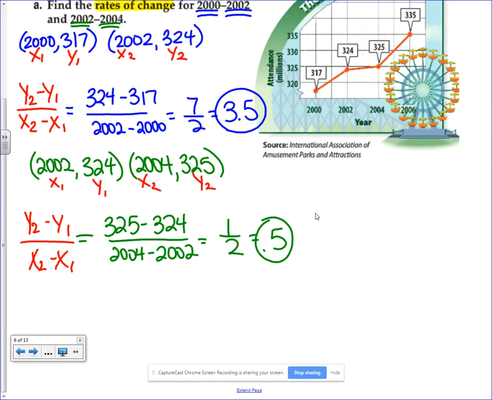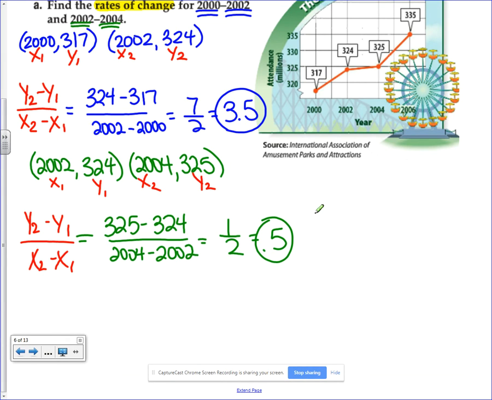Okay, now let's talk about this. What are my units for the y's? You guys see that, millions? What are the units on your x's? So this is 0.5 million per year. This is 3.5 million per year. Which one's better? Yeah, folks, look at your graph.